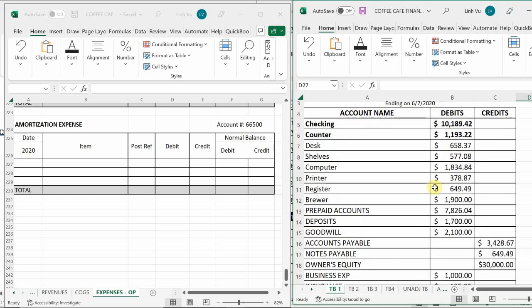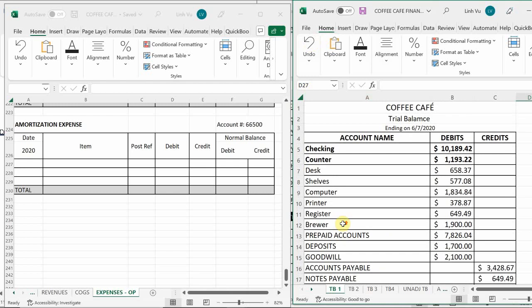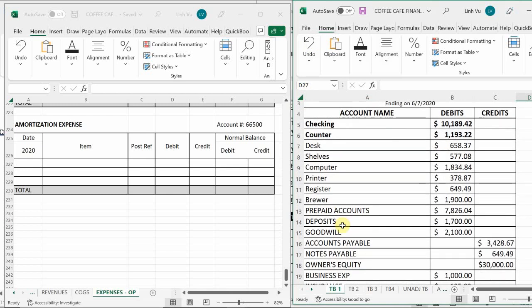So that is how I do my trial balance, and that's how I proceed to the next following week. So any questions in regards to doing the trial balance?